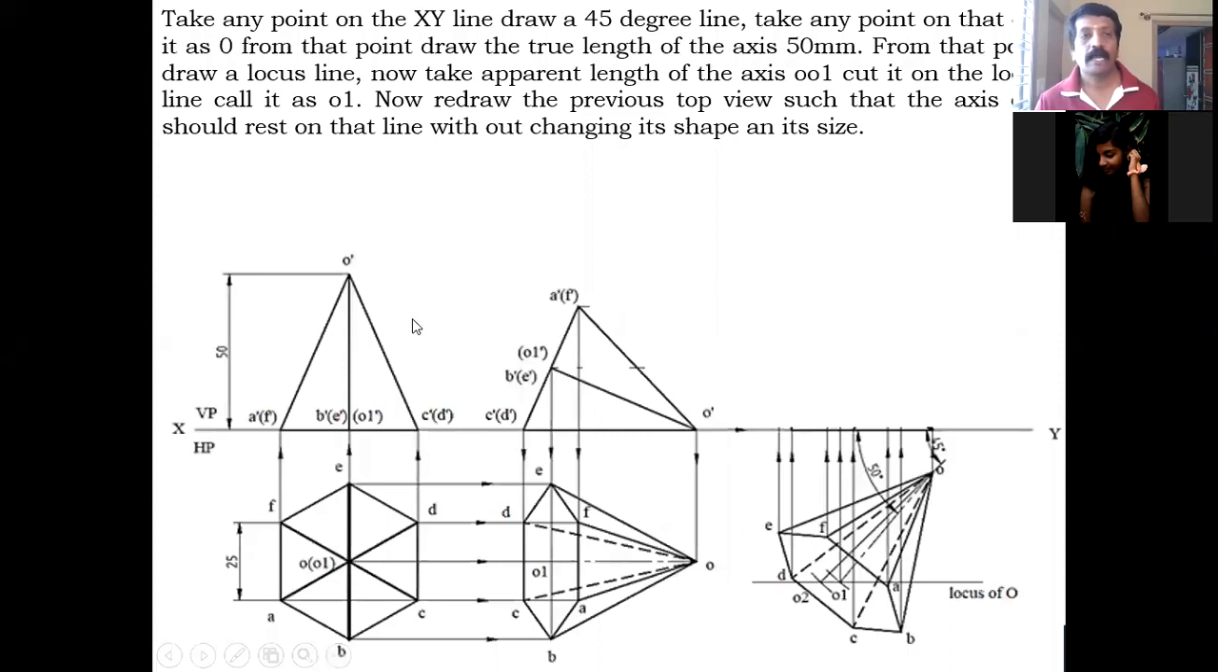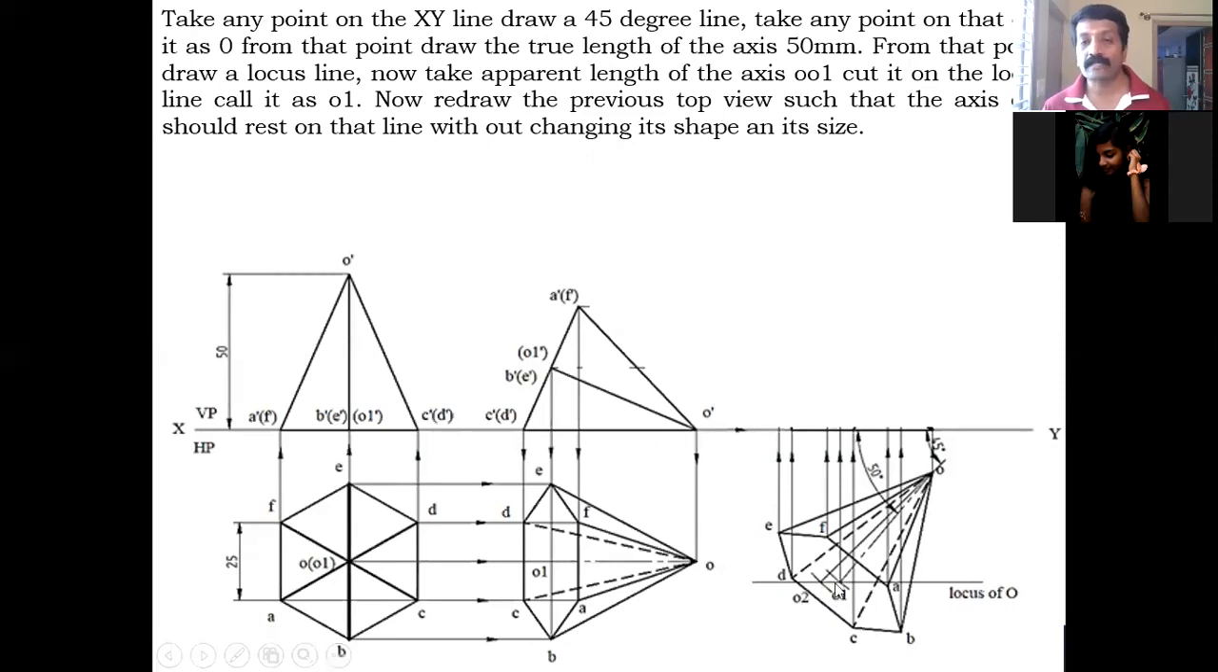From this O, I'll take the true length. What is the true length of the axis? 50 millimeter. I'll take the true length of the axis and cut it on the 45-degree line. Wherever it cuts, on that point you draw the locus line, a horizontal line passing through that. Now you take the apparent length of the axis O2 O1 from the previous top view. You take this apparent length of the axis and with the same O as the center, you cut the horizontal locus line which you have drawn and call this O1.